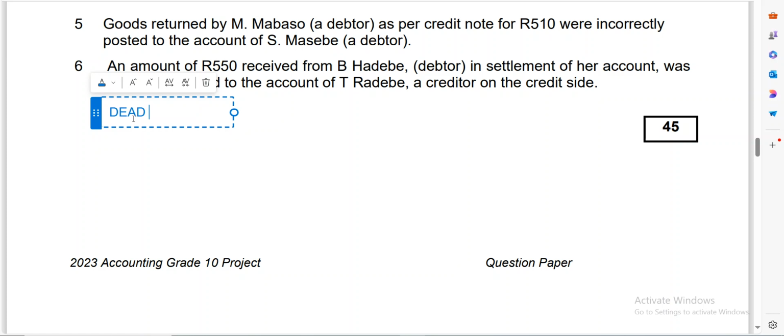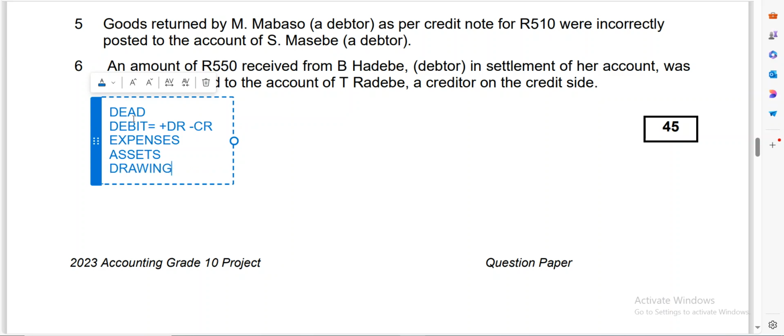DEAD CLIC, but I will start with DEAD. D is for debit, meaning that these things increase on the debit side, and they decrease on the credit side. So I'm going to give you a list of those things that increase on the debit side, which starts with our expenses. Expenses increase on the debit side and decrease on the credit side. Then we have our assets, and lastly we have our drawings. So these are the things that increase on the debit side and decrease on the credit side.